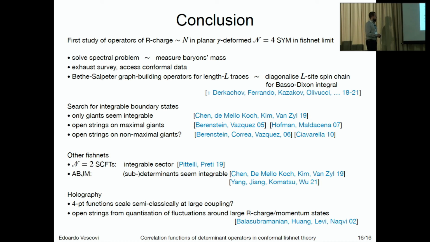I finish with holography by saying that a hugely important thing in the traditional literature was to explore the large coupling of 4-point functions, because this led to indications that maybe a holographic description that we know by now, the fishnet, could have been possible. So maybe with this you would discover some nice semi-classical scaling that would hint at some brane-like description, some sort of expansion of the fishchain.